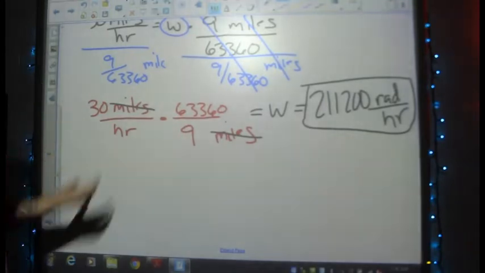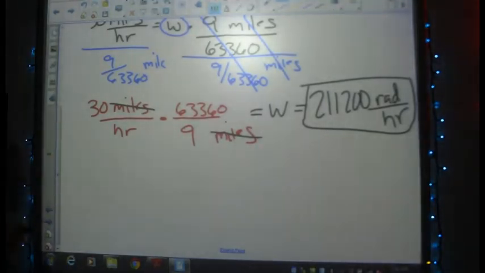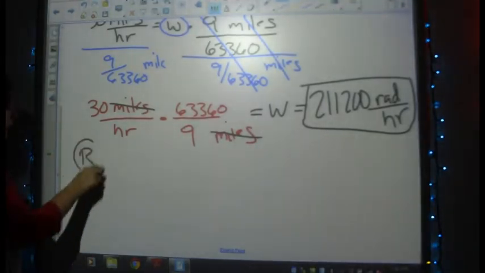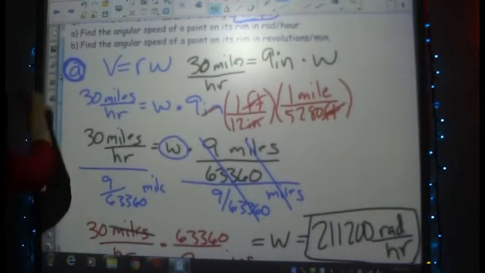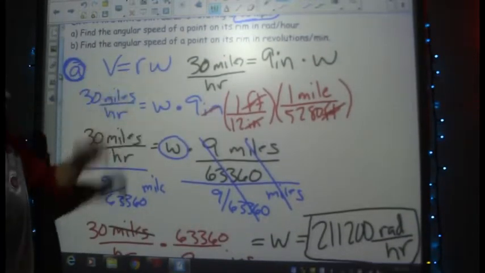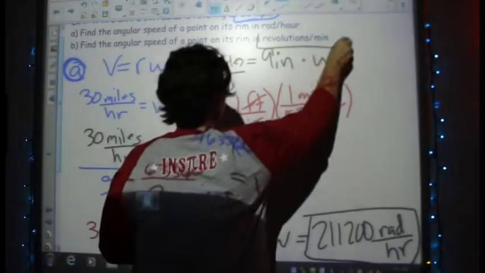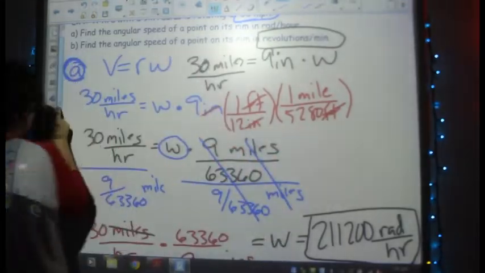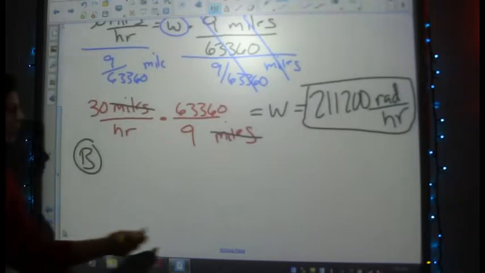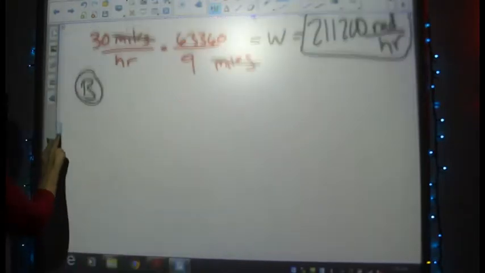All right. Of course, we're not done yet. We're never done. The problem just goes on and on. For part B, again, we're talking about angular speed. So that's nice. We're not using a different formula. But this time, it wants revolutions per minute. So it doesn't want you to find anything new. All it wants you to do is convert the answer that you already have.